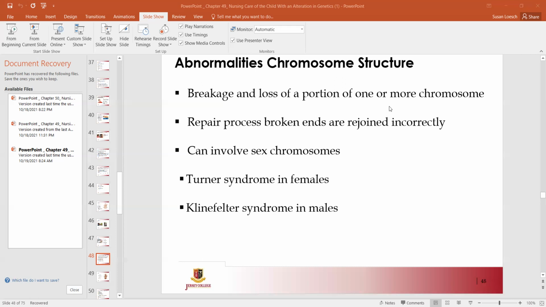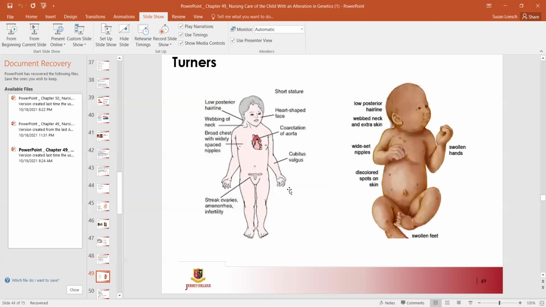With these girls, you're going to see short stature, slow growth. Some of them have that webbed neck, the low posterior hairline, wide spaced nipples, edema of the hands and feet, amenorrhea, and no development of the secondary sex characteristics. They can also become sterile and have a problem with their social skills. Okay, so you can see the webbing of the neck in this picture. The neck becomes wide and spread out.